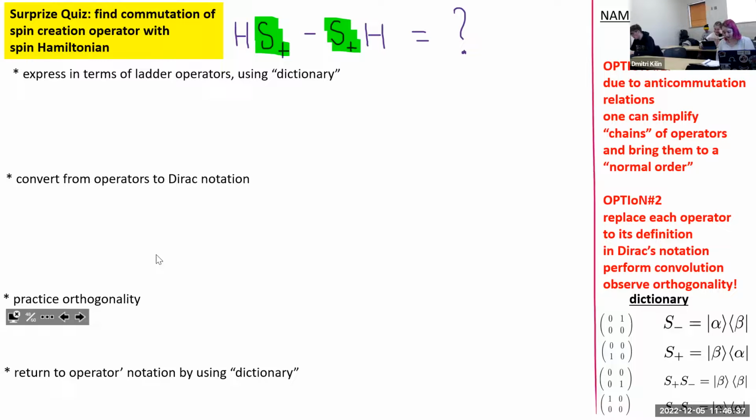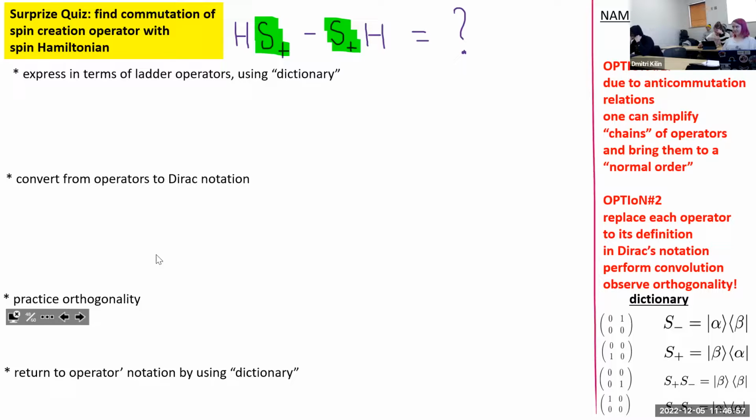Okay, so what I did is I took the Hamiltonian, which is epsilon alpha 0, 0, epsilon beta, times the spin creation operator, which is 0, 0, 1, 0, and then you minus. And then you do the math.